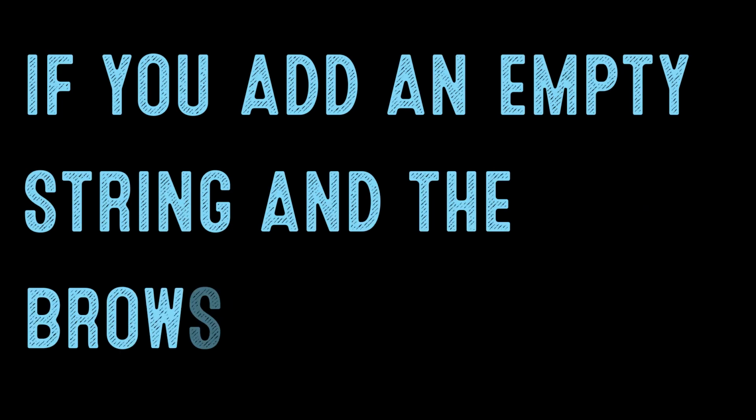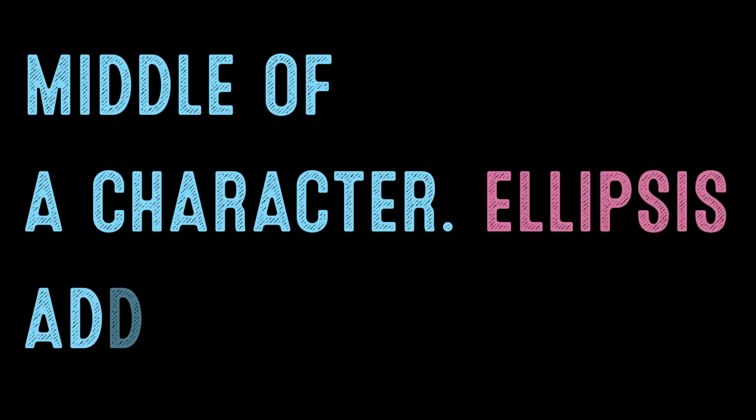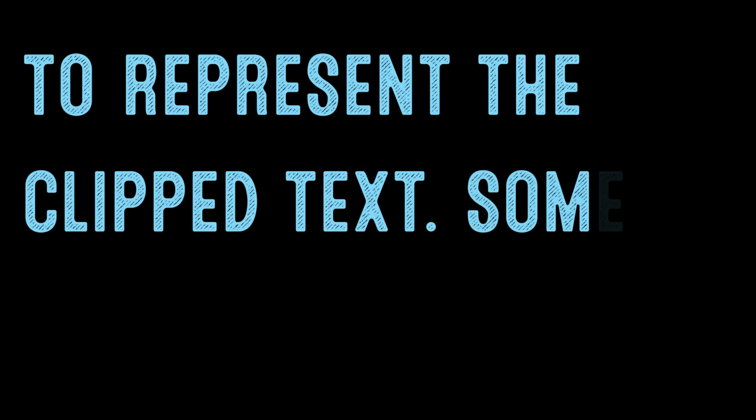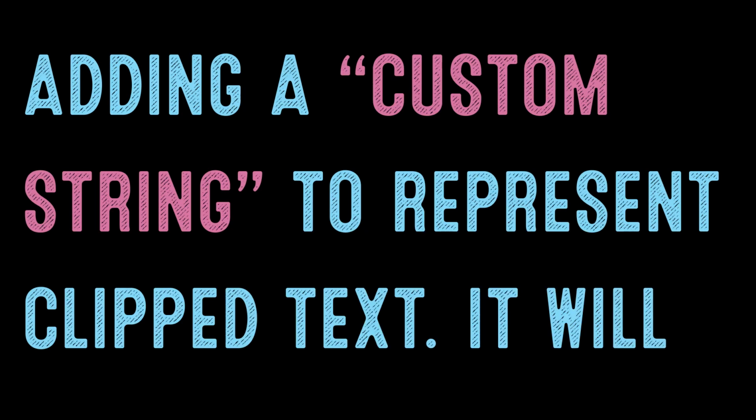If you add an empty string, and the browser supports this function, the truncation will happen at a transition between characters rather than in the middle of a character. Ellipsis adds an ellipsis to represent the clipped text. Some browsers recognize adding a custom string to represent clipped text.